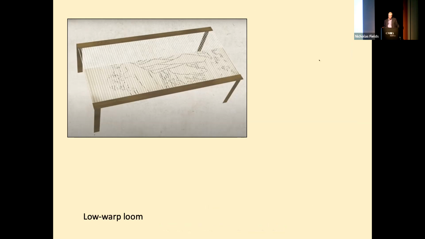So how are they woven? They were woven on a loom called a low warp loom. So this is a flat loom, like a table, and the warp threads were vertically aligned in relationship to the person doing the weaving, the weft weaving, the horizontal wool and silk colored threads that were woven through the warp.